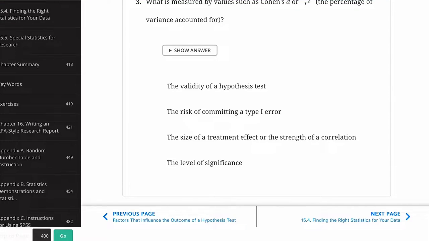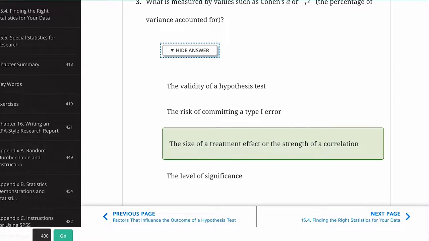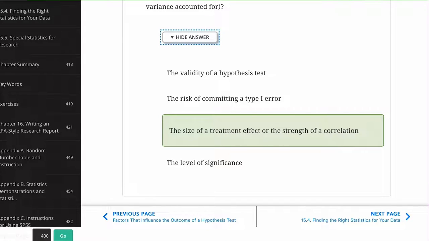Okay, and then the last one is what is measured by values such as Cohen's d or r squared, which is the percentage of variance accounted for, which we just talked about. That is effect size, or they have it here as the size of a treatment effect or the strength of a correlation. Because again, it is called effect size because a lot of times it is used for effects between conditions or of a treatment or of a manipulation, but it can also be the strength of a correlation. That's the same idea. How big is this effect? How strong is this relationship?